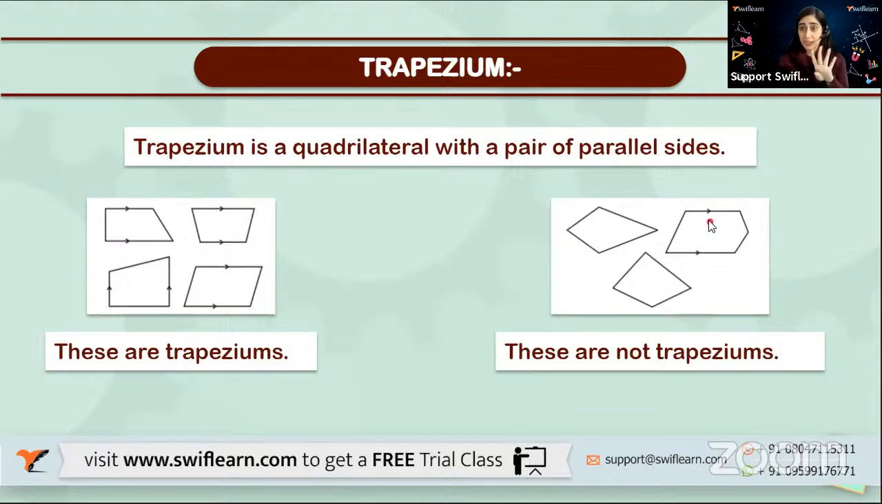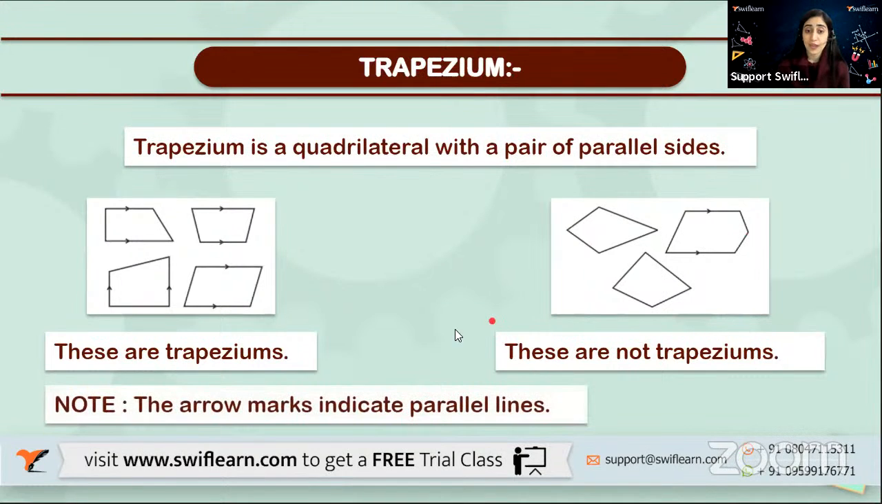That means 4 sides, first of all, and one pair of opposite sides are parallel to each other. This is the way we classify. This is a trapezium, whereas these are not trapezium. The arrows here indicate the parallel lines. So you can indicate it with the parallel lines.